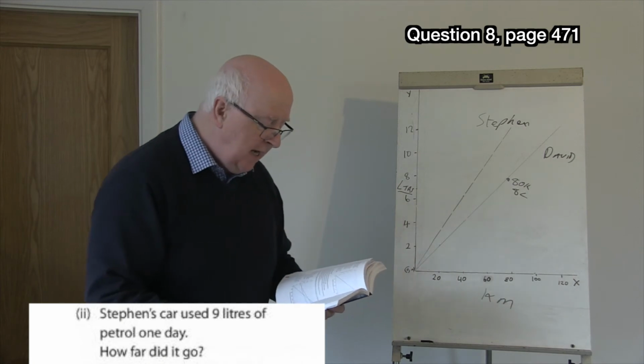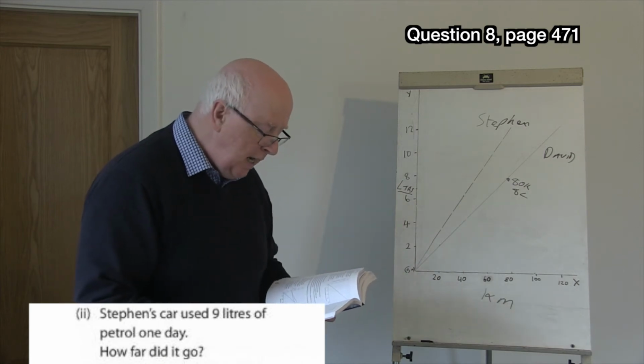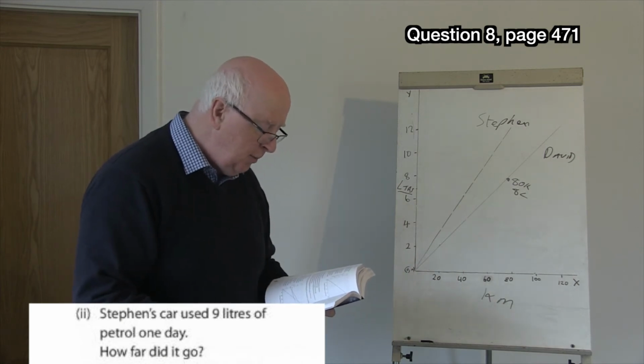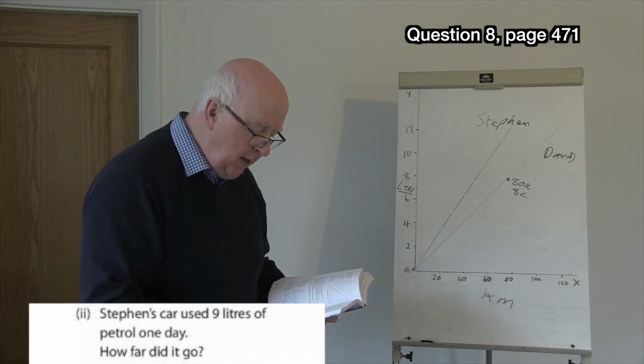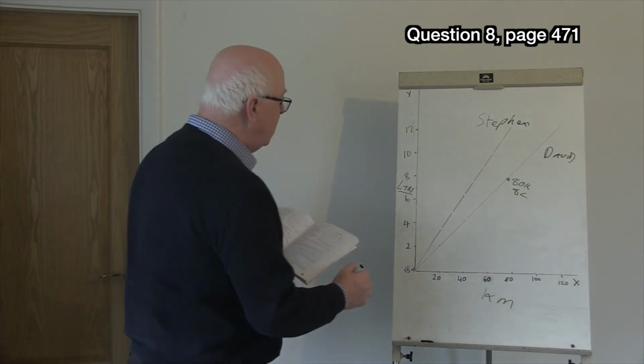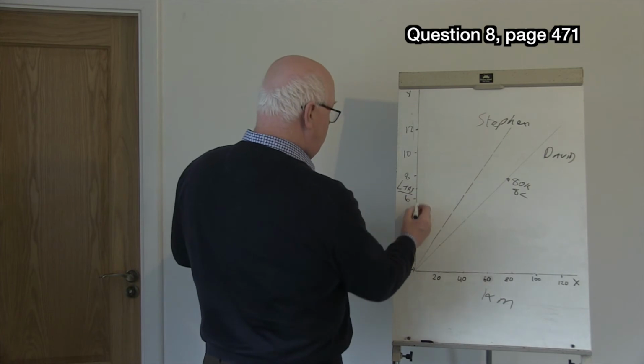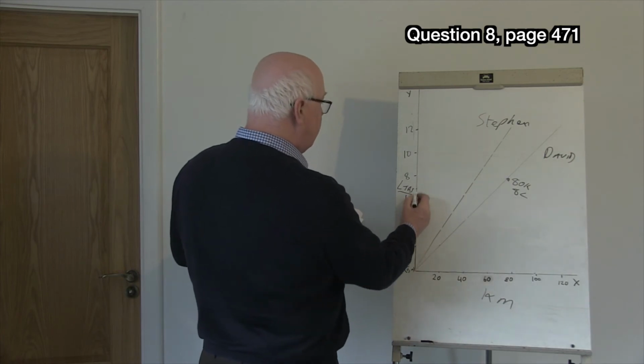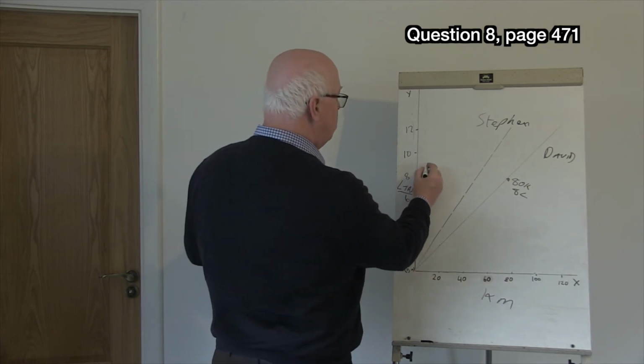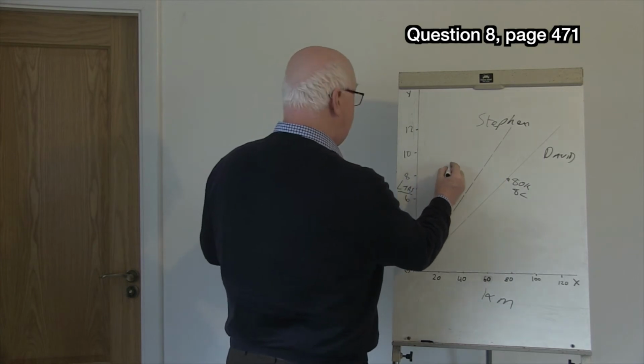Now, Stephen's car used 9 litres of petrol one day. How far did it travel? So, we're going up here. So, we have 2 litres, 4, 6, 8, 9. So, we're going to use 9, and to Stephen's car, we're going to notice values.